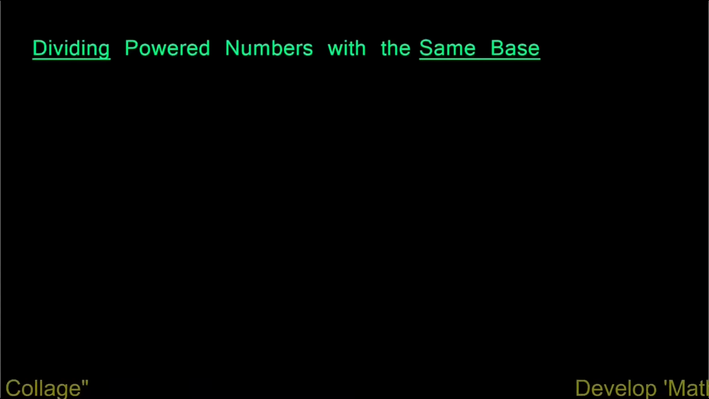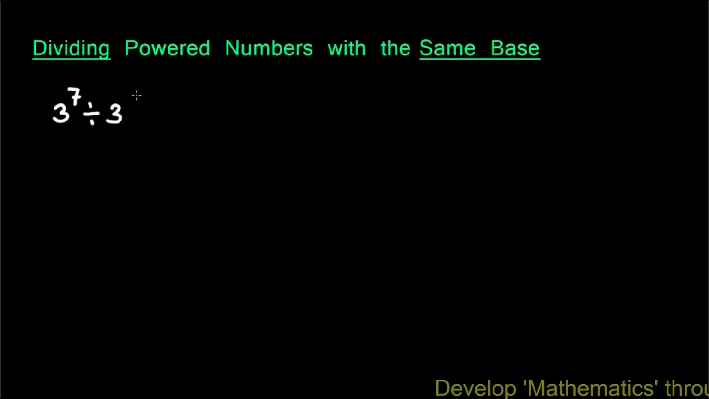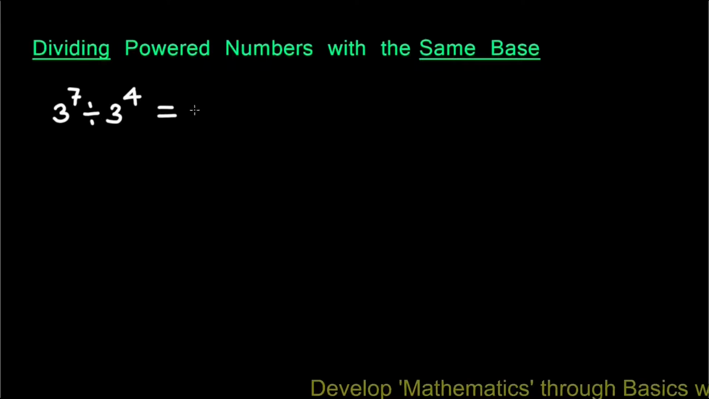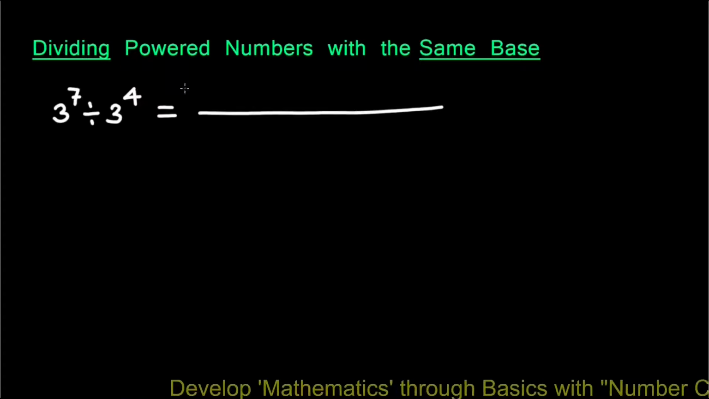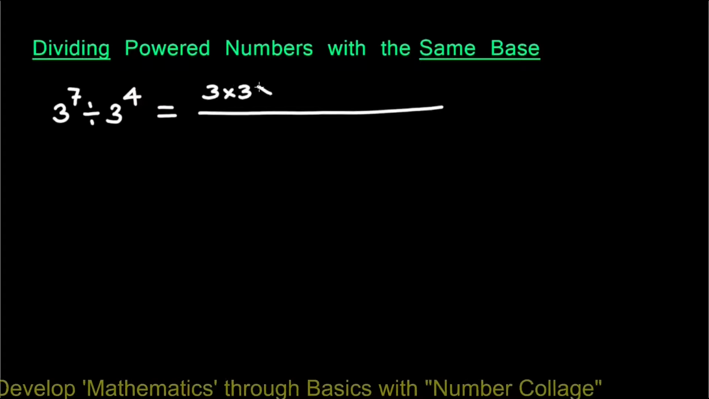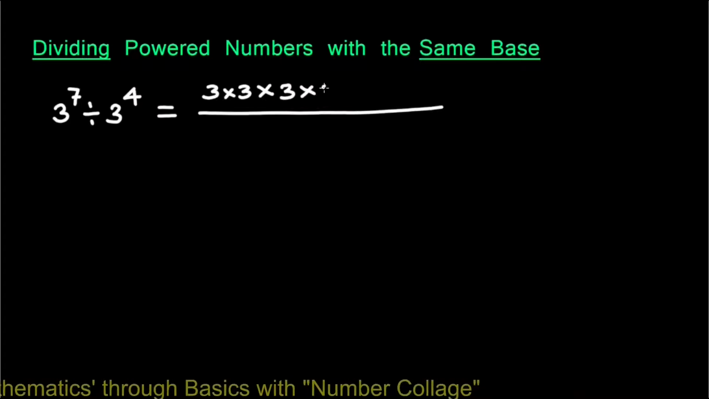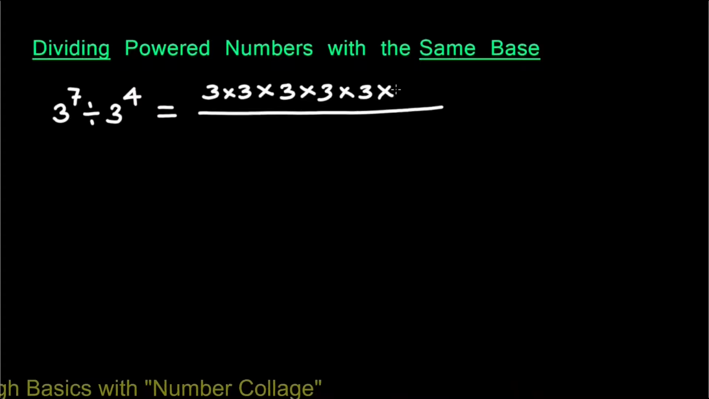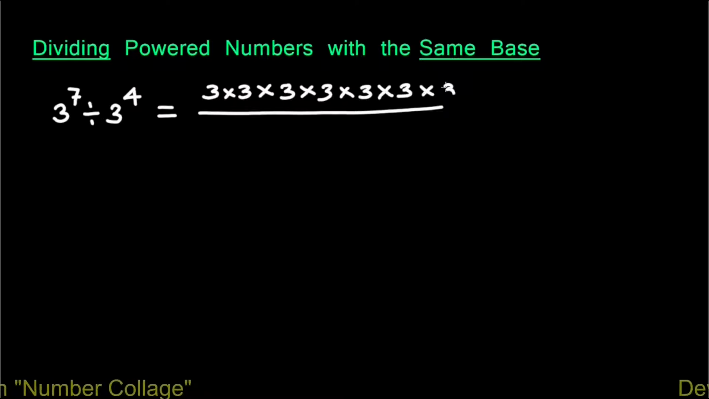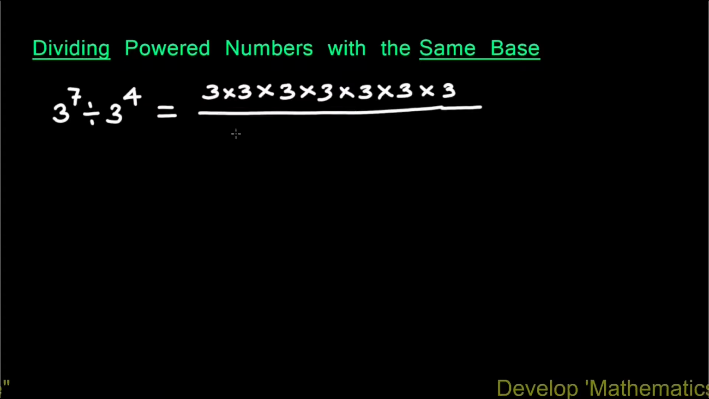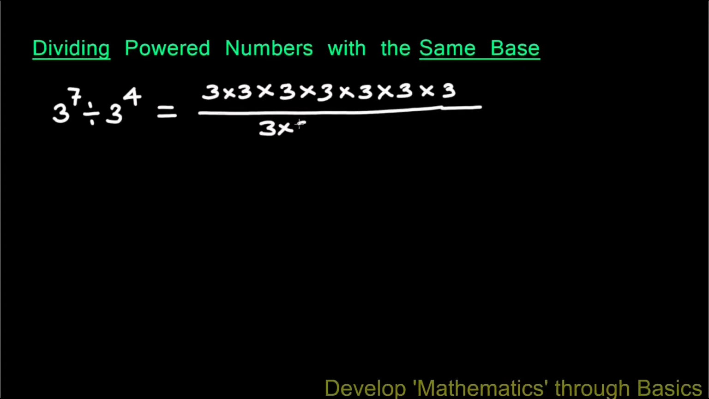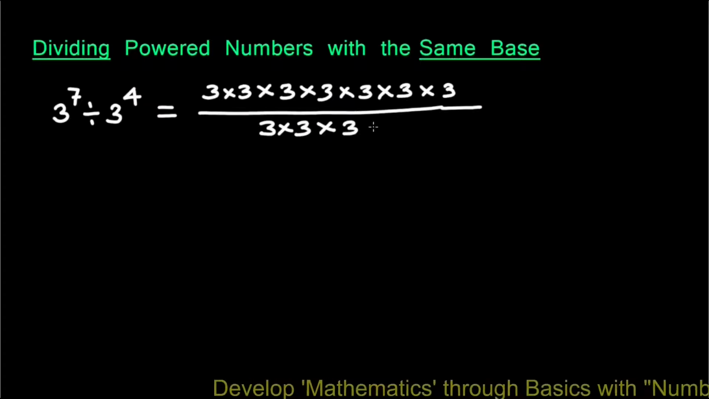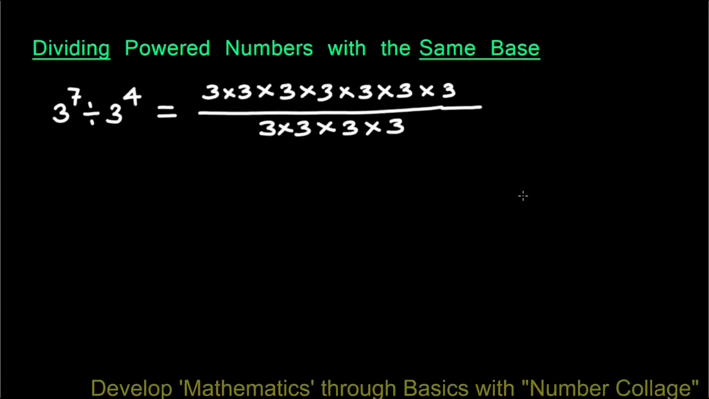After multiplication, now we will consider dividing powered numbers with the same base. For example, consider 3 raised to 7 divided by 3 raised to 4. This we can write as, in the numerator we write 3 multiplied by 3 multiplied by 3 multiplied by 3 multiplied by 3 multiplied by 3 multiplied by 3, 7 times, and in the denominator we will write 3 multiplied by 3 multiplied by 3 multiplied by 3, 4 times.